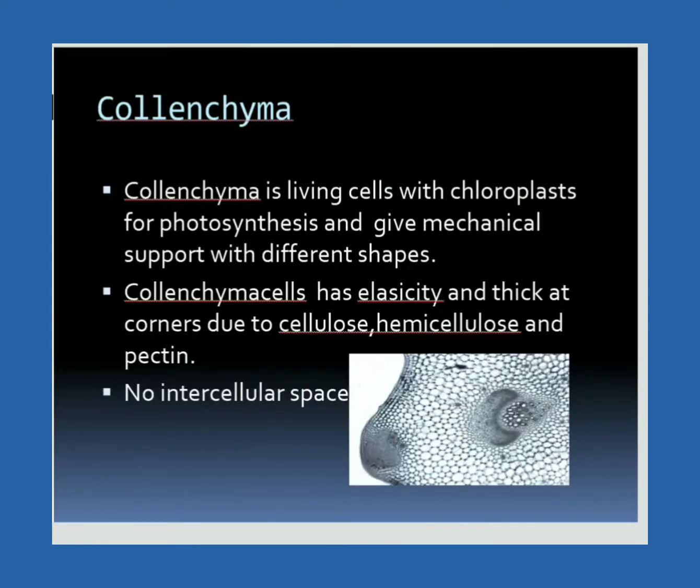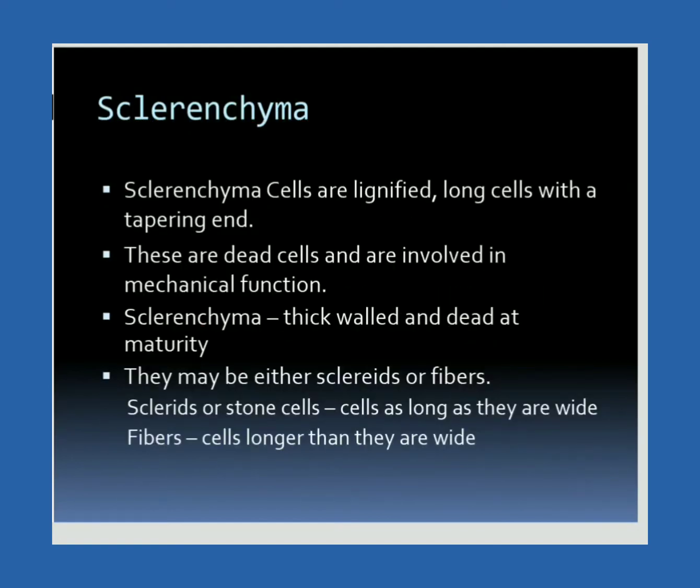Collenchyma tissue is a living tissue with chloroplast. It also contains chloroplast for photosynthesis, and it gives mechanical support, with different shapes. Collenchyma cells have elasticity and are thick at the corners due to cellulose, hemicellulose, and pectin. These are compactly arranged without any intercellular spaces, and they show elasticity so they can bend.